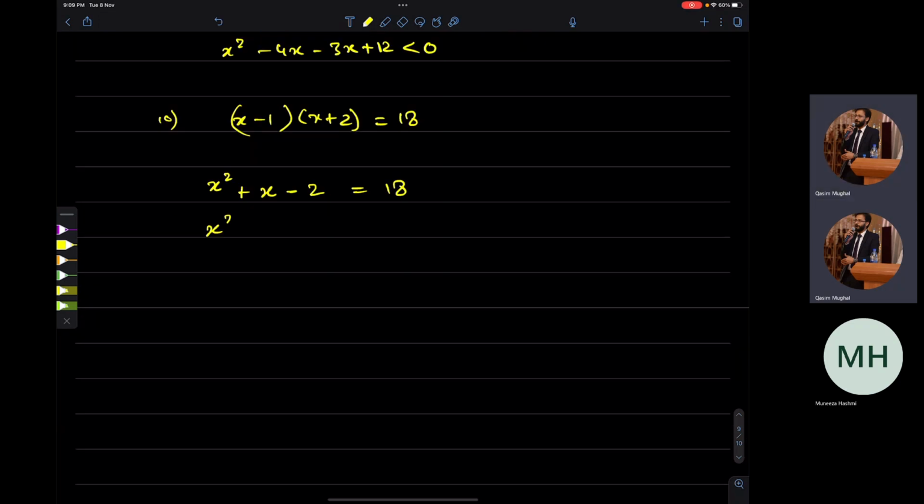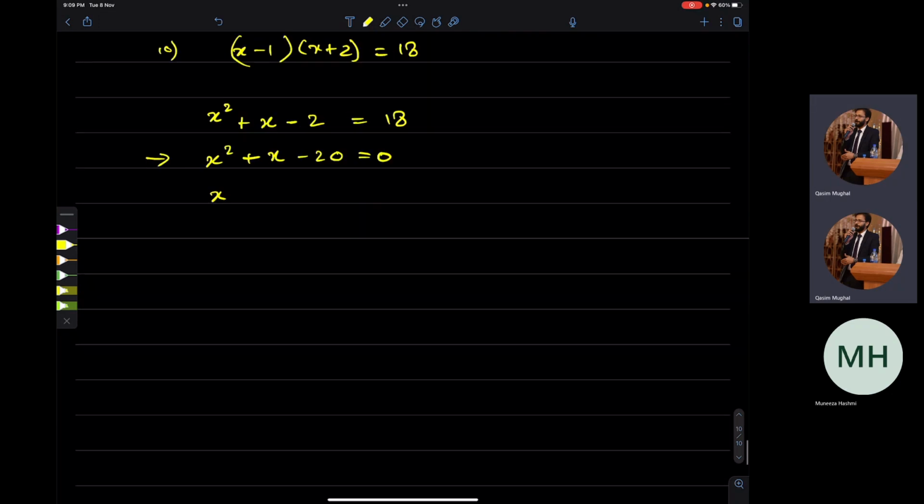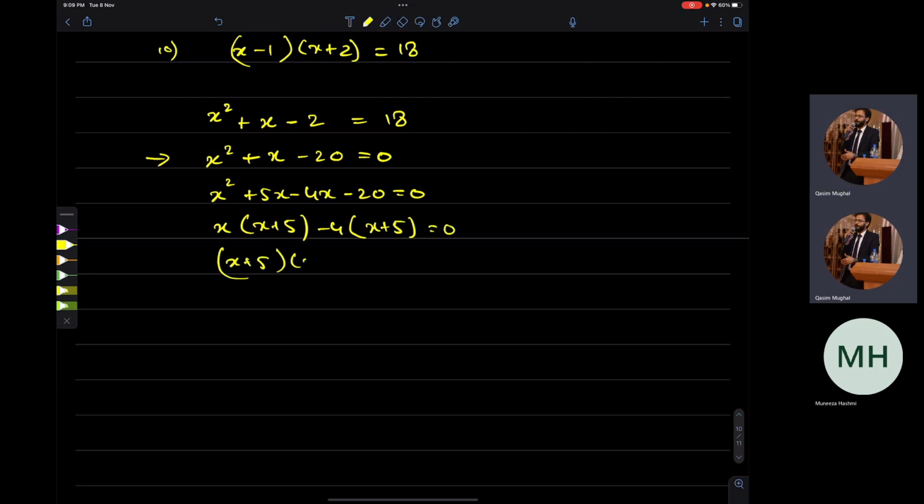And then in the next step, I'll bring the constant 18 on the left, and that's going to give us minus 18, and minus 18 and minus 2 is going to be minus 20 equals to 0. Now that's the proper format. Now I'm going to factorize it again, and this is going to give us x squared plus 5x minus 4x, and then minus 20 equals to 0. X common x plus 5 minus 4 common x plus 5, and x plus 5 x minus 4, and then x equals negative 5, and then x equals 4. So we've solved it. Okay.